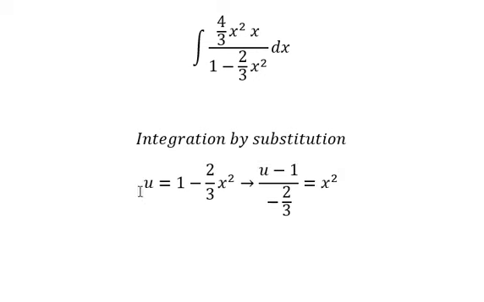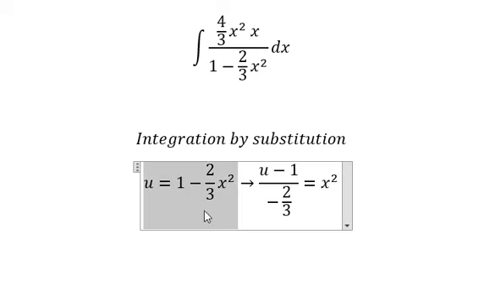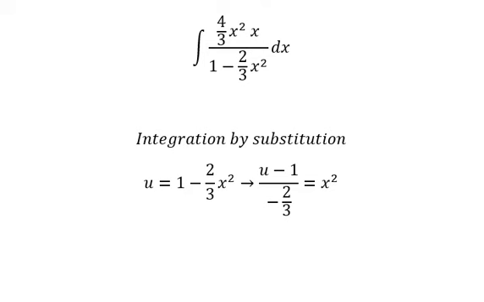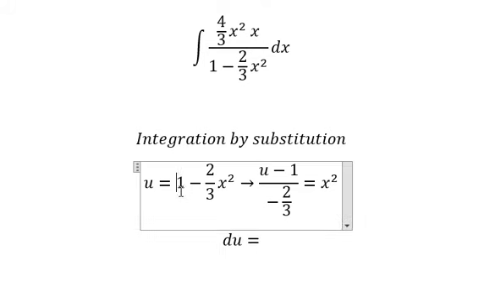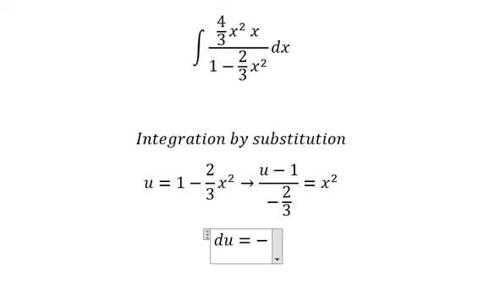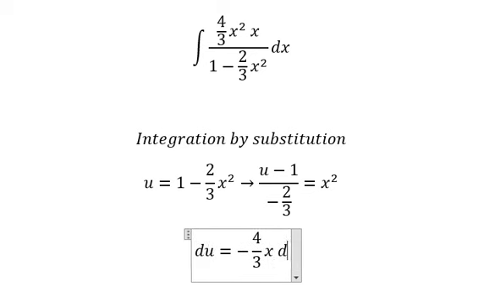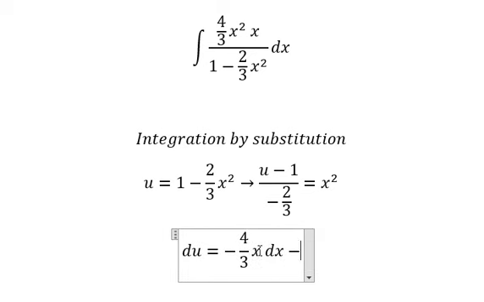Next, we need to do first the derivative for both sides. This one is the constant, so you get 0. This one we have 2s, so we have negative 4 over 3 s ds. Because we don't have the negative sign in here, I will put the negative go to the left.